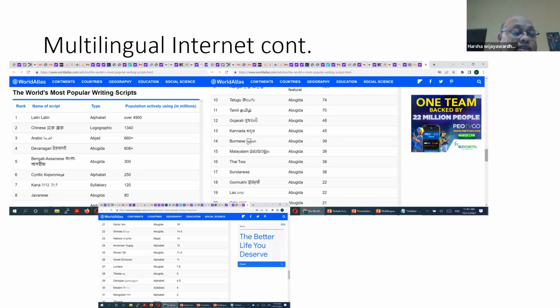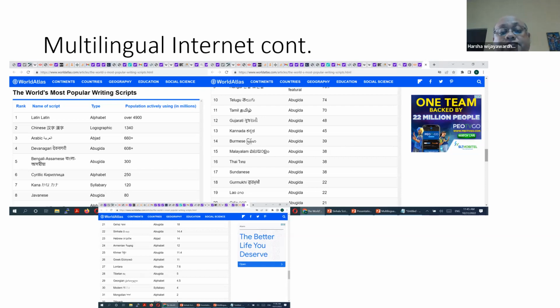This is Kannada, I think, which is the Japanese, which is 120 million. Javanese is another very beautiful script, in Indonesia, it's about 80 million. So you have the others. There is Telugu, which is Indian, Tamil 70, Gujarati 48, Kannada 45. So that comes from India.